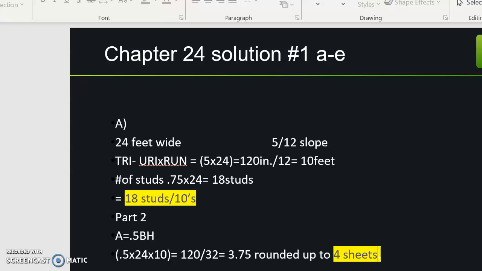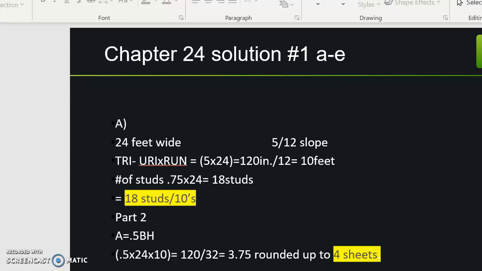And the equation for that is total rise equals the unit rise times the run. So we have 5 times 24 equals 120 inches. Divide that by 12 inches. You'll get 10 feet.